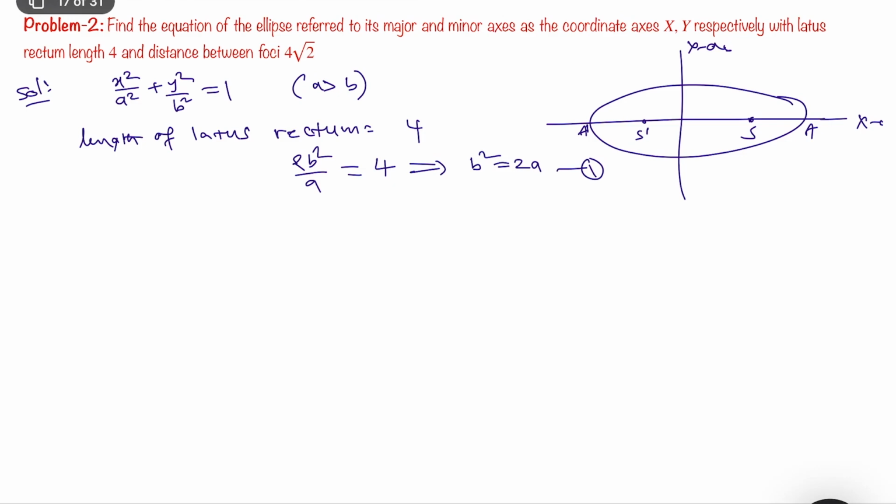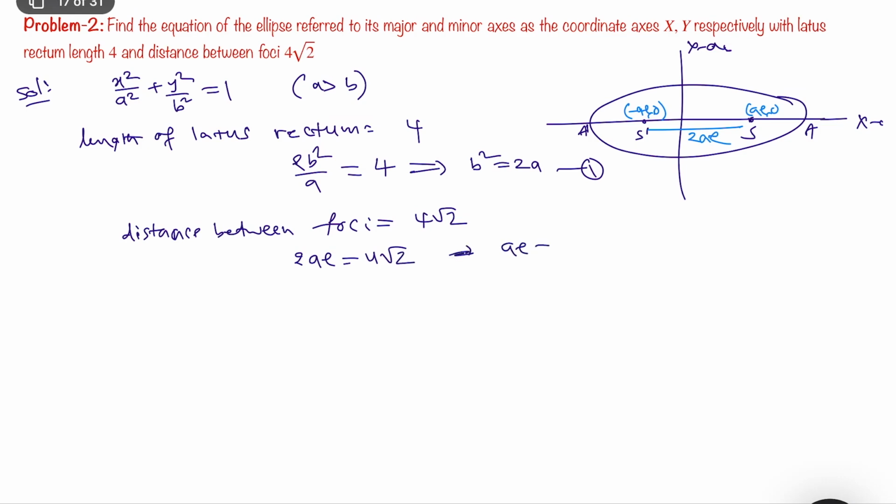Distance between the foci. As we know, the S dash coordinates are minus ae comma 0 and S coordinates are ae comma 0. So this distance is going to be 2ae. So we are given the 2ae value 4 root 2. That implies ae value 2 root 2. Okay, fine. Let me call it 2. Okay. Now we have a relation between a, b and e.